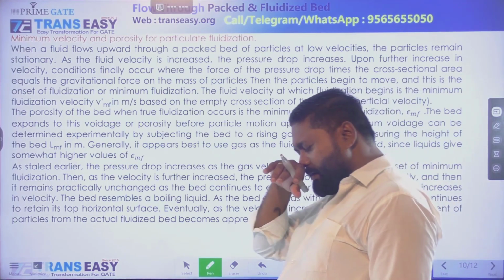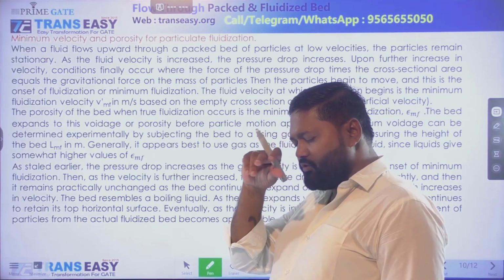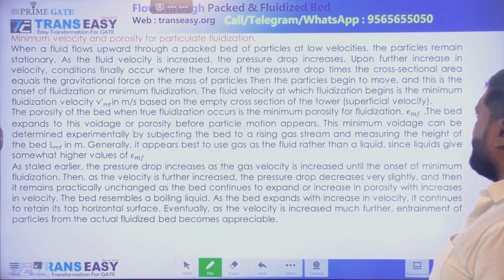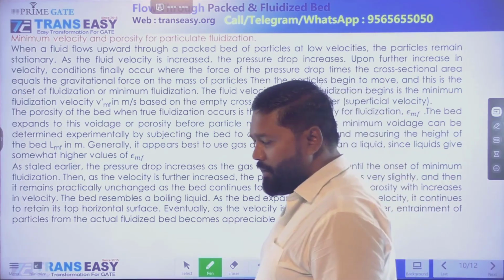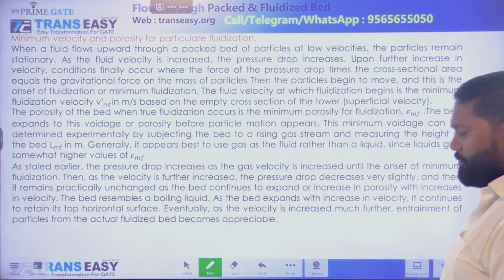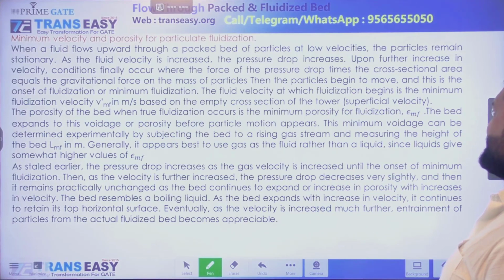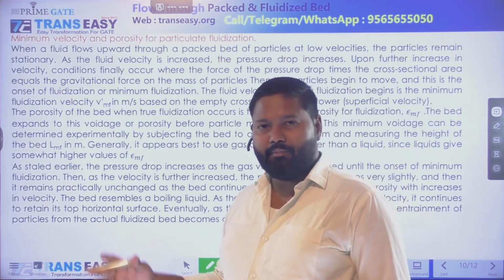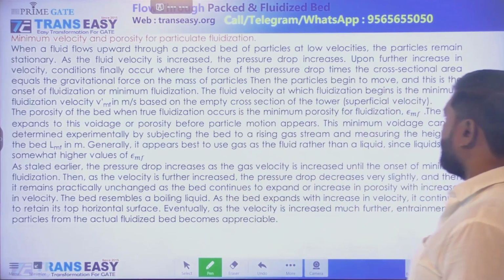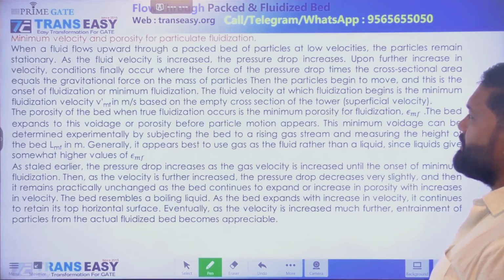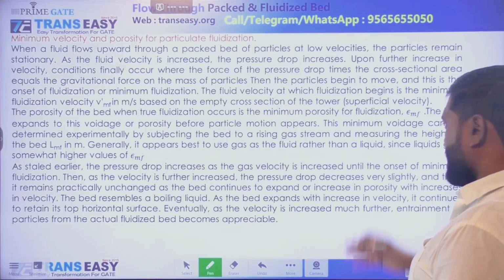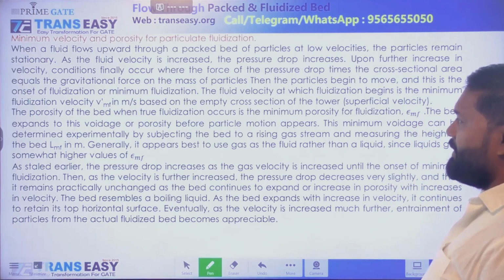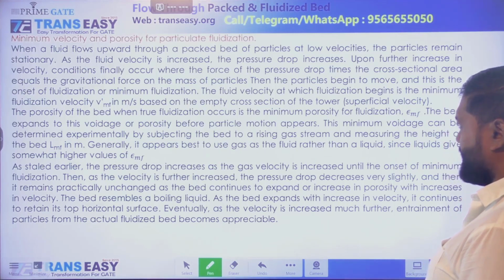When the drag force, that is the pressure drop of the flowing fluid times the cross-sectional area of the flow, becomes equal to the weight, then the particles begin to move in upward direction, in the direction of flow. The fluid velocity at which fluidization begins is the minimum fluidization velocity. It is always defined on the basis of cross-sectional area of empty container. Superficial velocity. The porosity of the bed when the true fluidization occurs is the minimum porosity of the fluidization, epsilon mf, minimum fluidizing porosity. The bed expands to this voidage or porosity before particle motion appears.